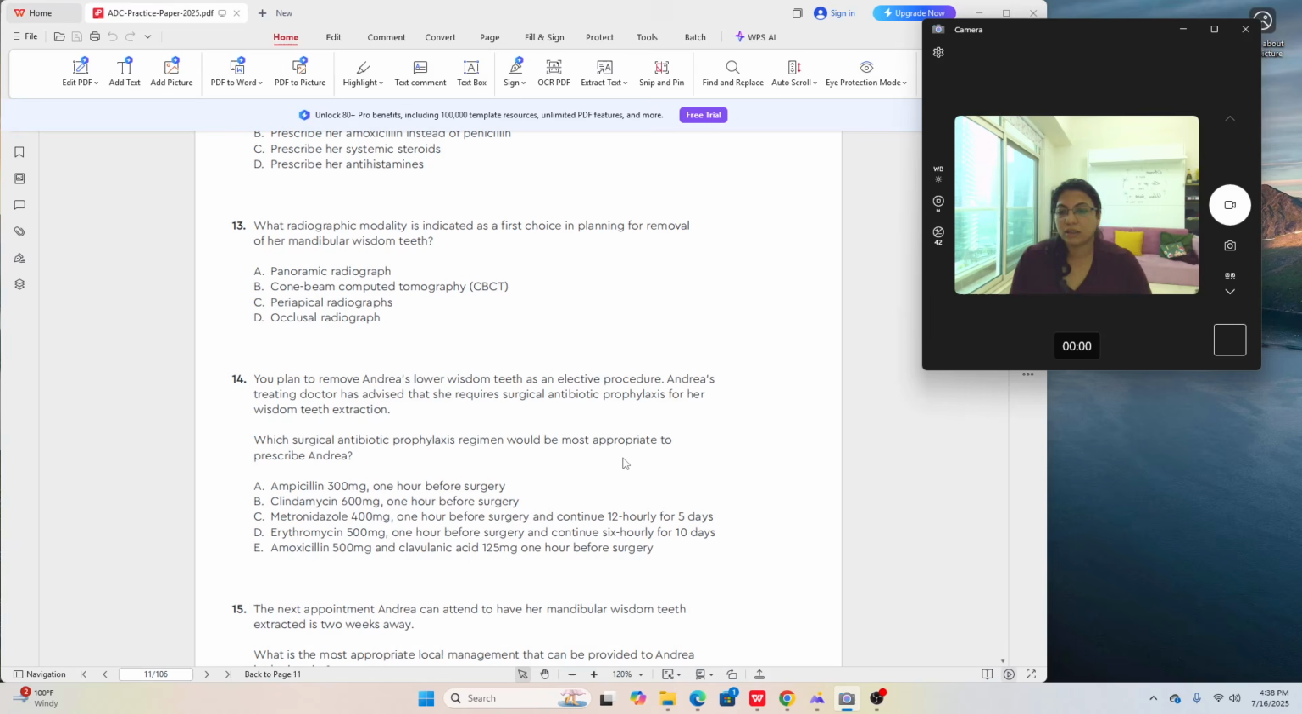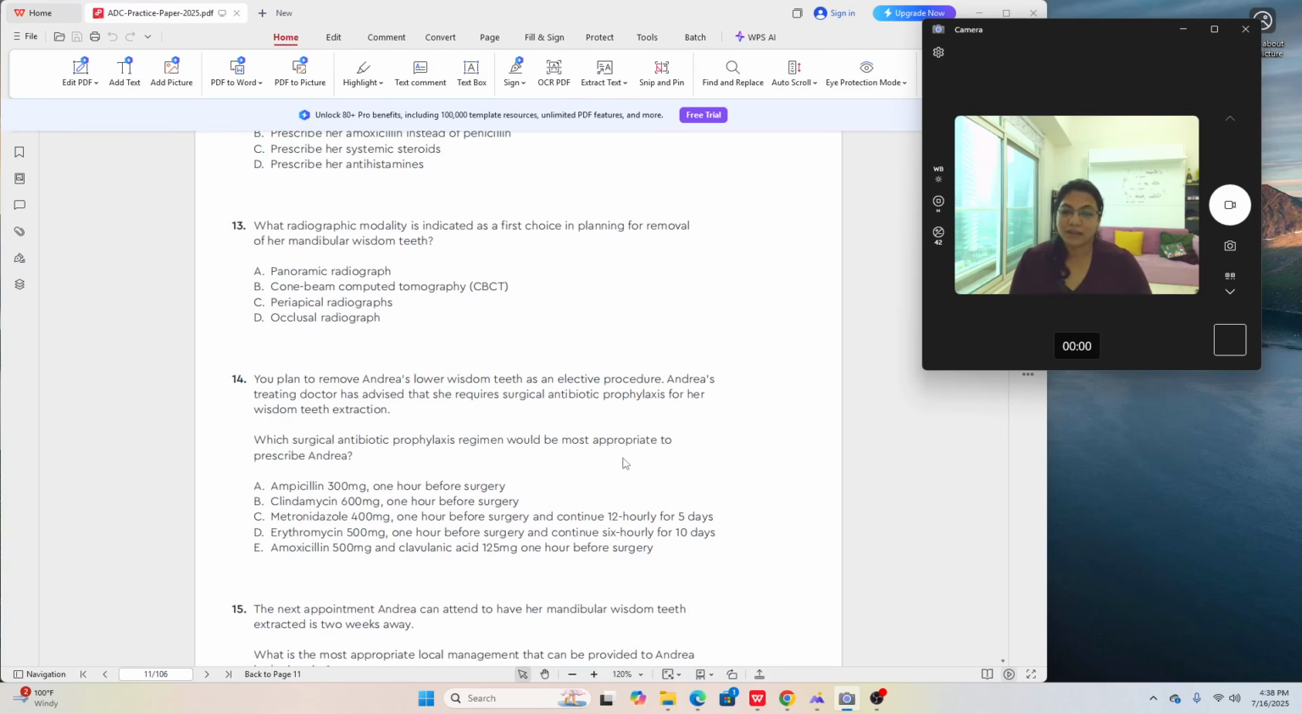Andrea's treating doctor has advised that she requires surgical antibiotic prophylaxis for her wisdom teeth. Andrea's treating doctor, meaning what? Her general practitioner. Okay. Her body is treated by a general practitioner. Only the teeth part is treated by you. You are a dentist, not a doctor, right? Many times you must have heard that. And yes, it is true. You are a dentist, not a doctor. A medical general practitioner is what I mean.